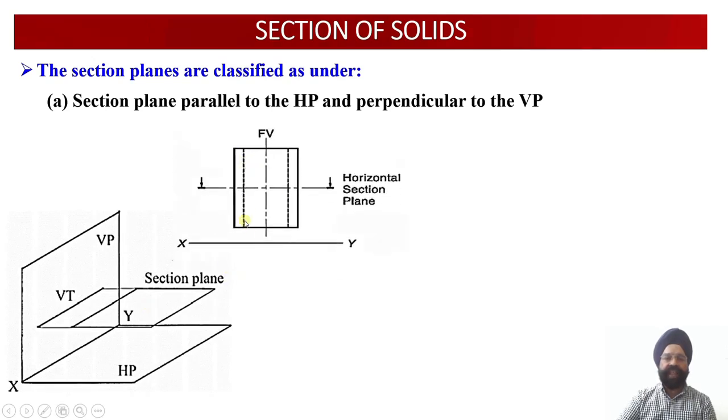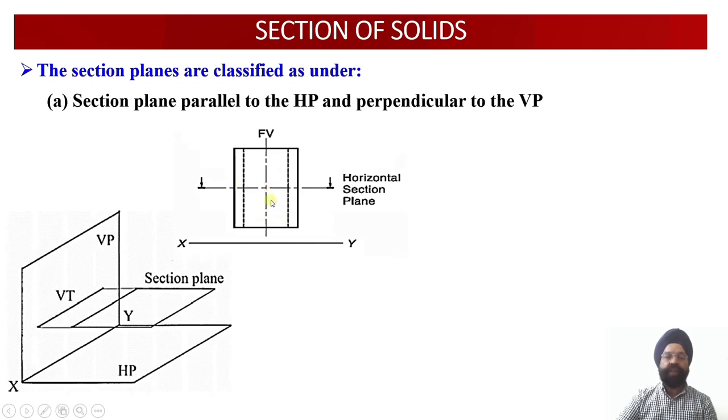Just see, here we have a cylinder, and this cylinder is being cut by a cutting plane which is a horizontal section plane. That is, it is parallel to the horizontal plane, and this cutting plane is perpendicular to the vertical plane. And the arrows which are indicated over here define the position or the orientation from which we are going to look at this particular cut solid. So this portion of the solid will be discarded, whereas the remaining portion of the solid will be left out after the sectioning.